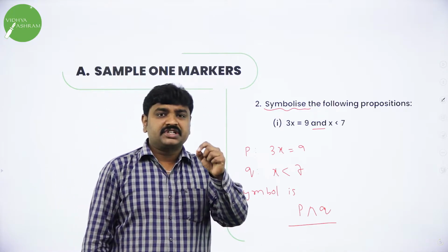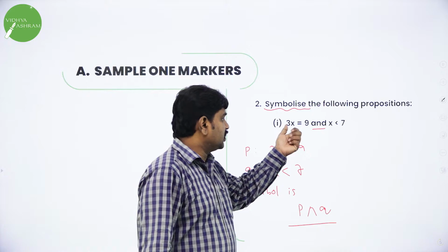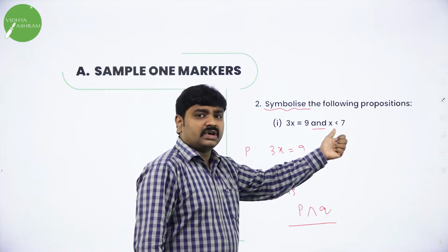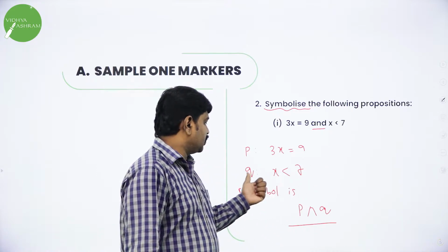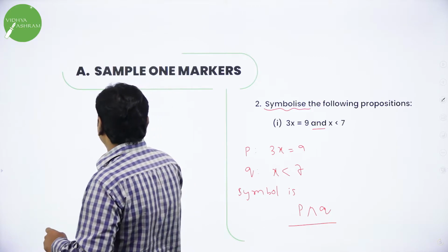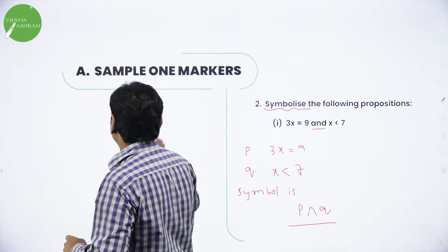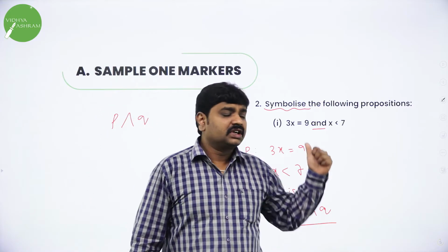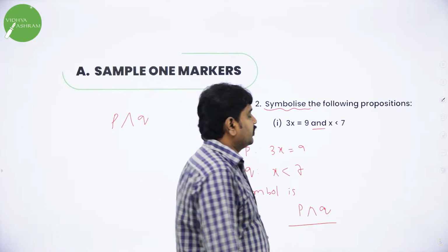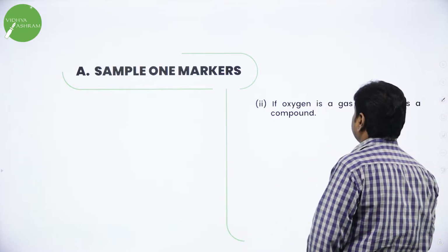First mention the statements. What are the statements given? 3x equal to 9, call it as P. Second statement is what? X less than 7, call it as Q. Then write the symbol. Symbol is P and Q. So the final answer is what? P and Q. This is a compound proposition, or this is a symbol for the given statement, but you should specify what is P, what is Q. So we have symbolized the first statement. Then we'll go to the next one.